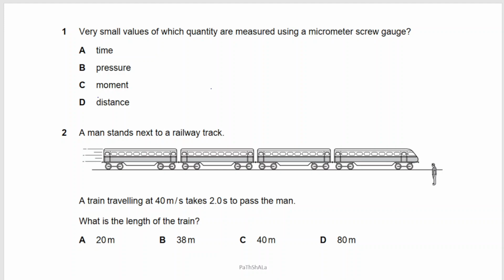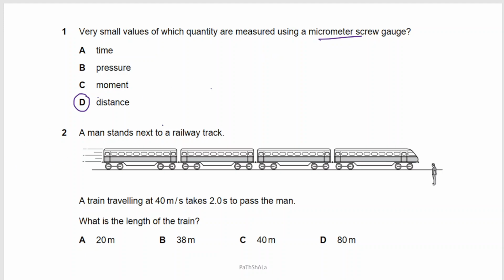Hello and welcome back. In this video, we will be solving question 1 to question number 10 of June 22 paper 2-2, that is multiple choice questions extended. Question number 1: very small values of which quantity are measured using a micrometer screw gauge? A micrometer screw gauge is a device which is used to measure very small distances. So the answer is D. Small distances like the thickness of a paper or the thickness of a hair.